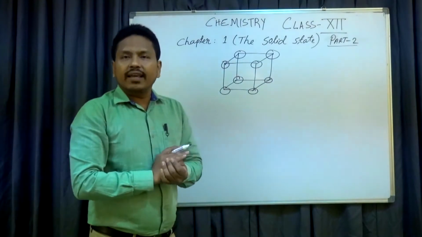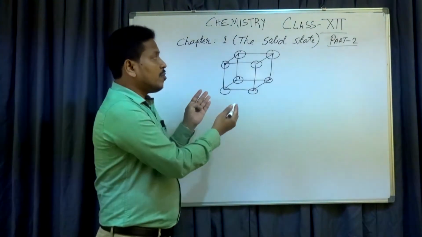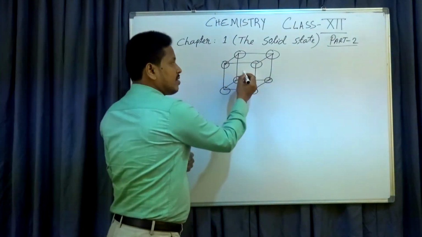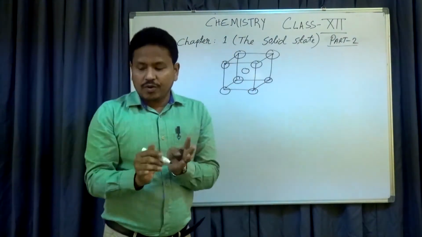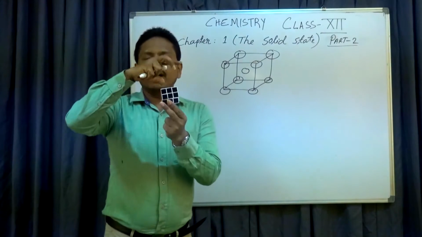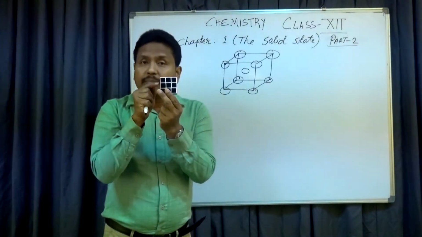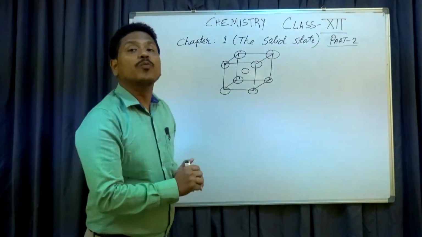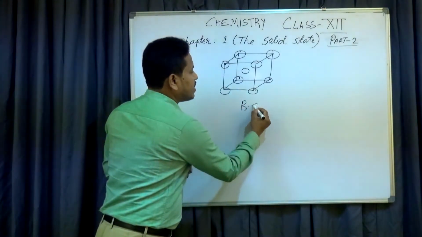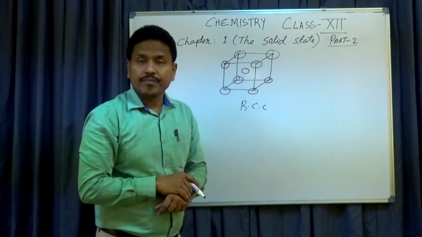Another type of unit cell is when the atoms are at the corners as well as at the body center, in the middle of the cube. That is the body centered cubic unit cell, that is BCC. Already I have discussed.